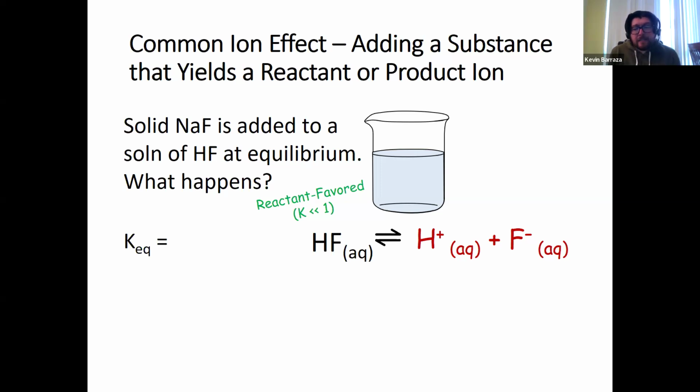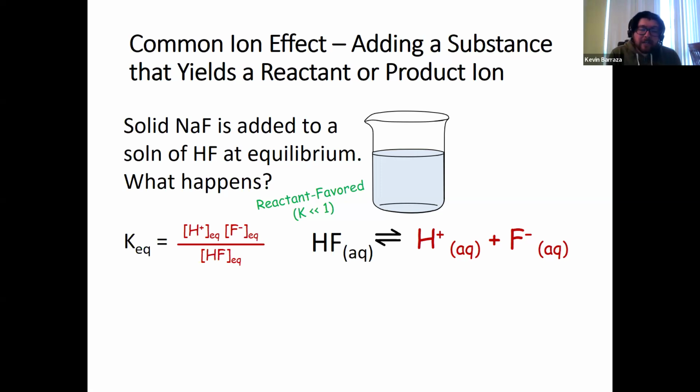In addition to that, we can write the equilibrium constant expression. So in this case, what do we put on top of our fraction for the HF reaction? What do we put on the bottom of the fraction? It's going to be our products over our reactants: H plus at equilibrium times F minus at equilibrium over HF at equilibrium. So here's what's in our beaker. Now this is all just establishing what's happened before.